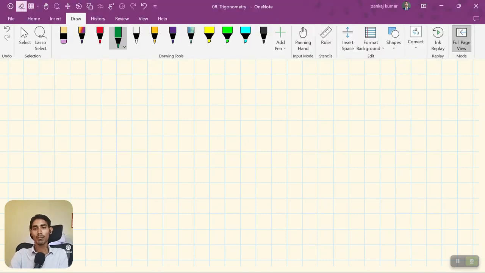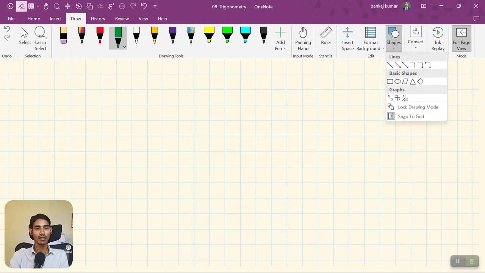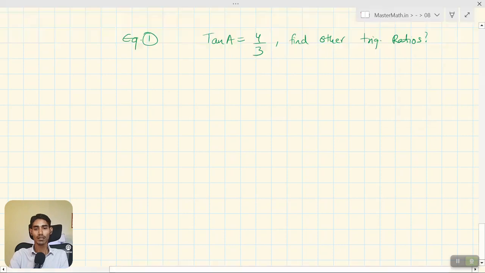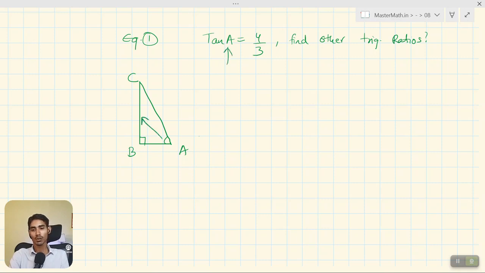So first thing is marking the angles in the right angle triangle. This is A, this is B, this is C, this is 90 degree. If we select the angle A, this is going to be the opposite, BC, and this is going to be the adjacent.